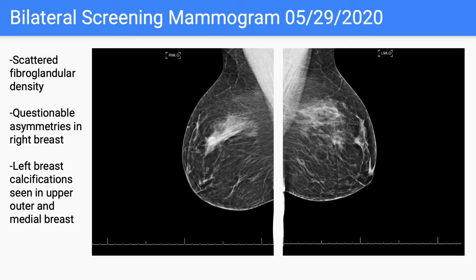Here is her bilateral screening mammogram. As you can see, there is scattered fibroglandular density. There are questionable asymmetries in the right breast, and on the left breast, there are calcifications seen in the upper and outer quadrant of the medial breast.